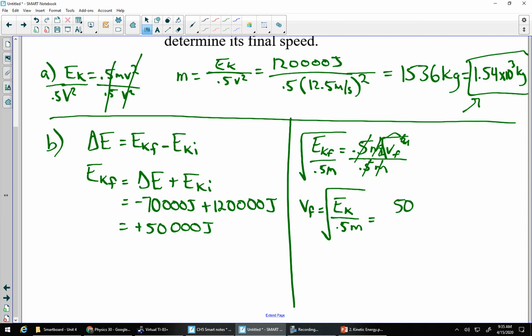We got 50,000 joules divided by 0.5 and also divided by 1,536. And we want to make sure we're not using the rounded answer for this one, but the whole entire mass. And of course, that's in kilograms. And then, again, that common mistake, forgetting to square and square root things. So just do not forget to square and square root. Take a moment, put the video on pause, plug things in, and see what you get.